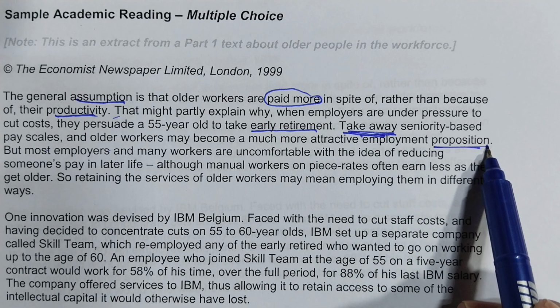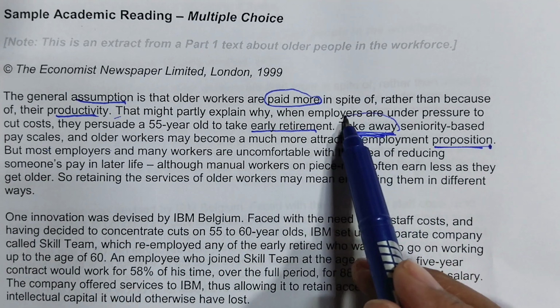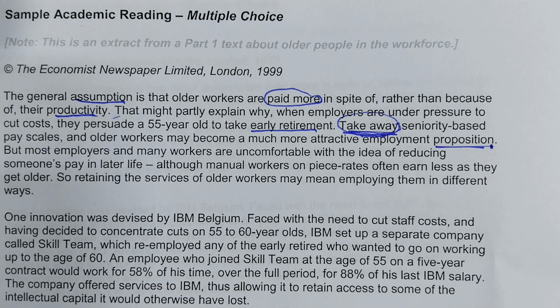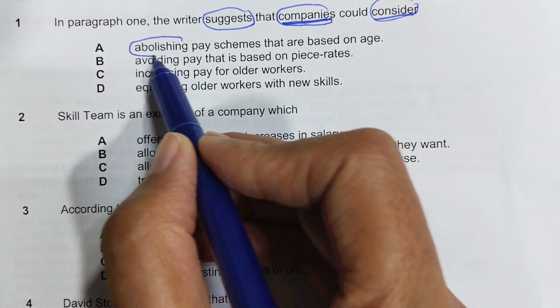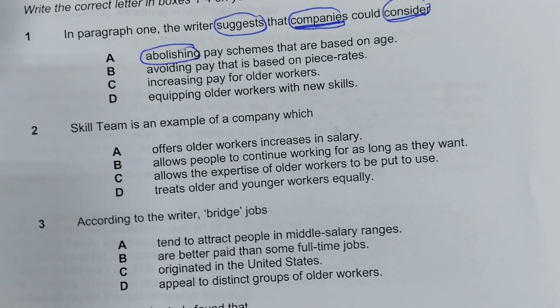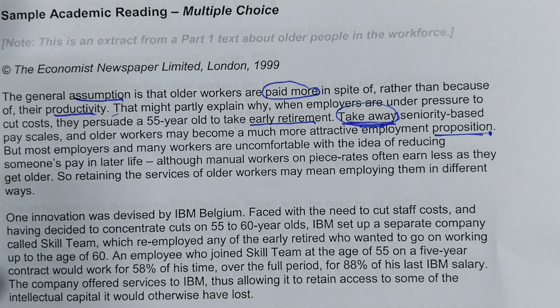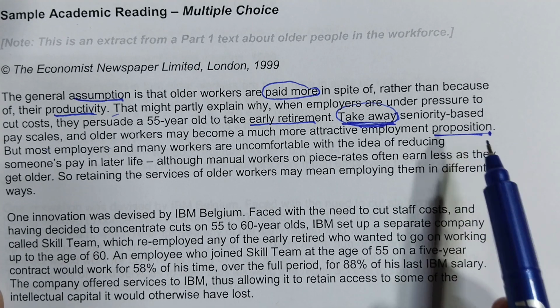So here they are talking about taking away seniority based pay scales. Takeaway is a synonym of abolishing. It means they should finish something on the basis of age.